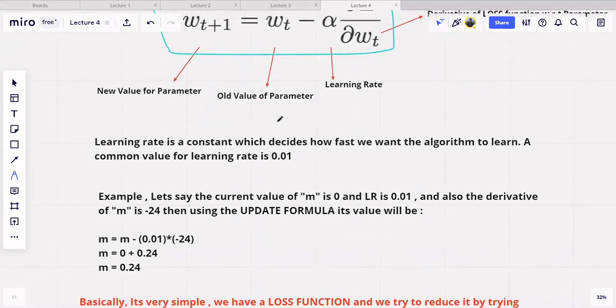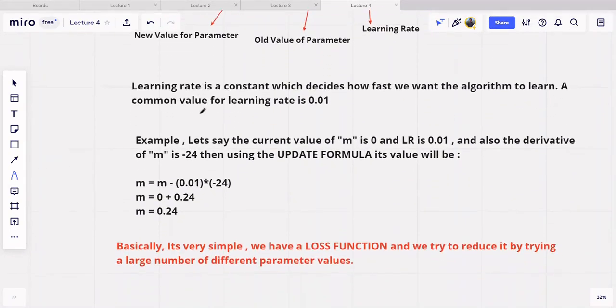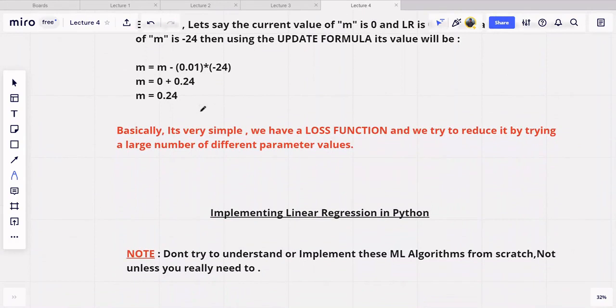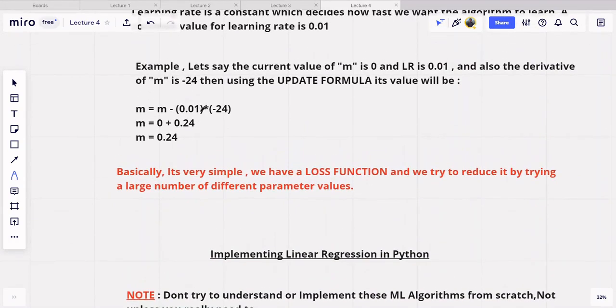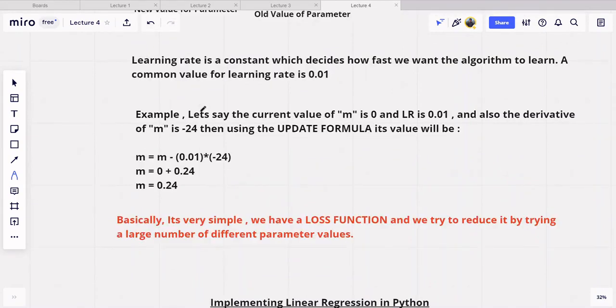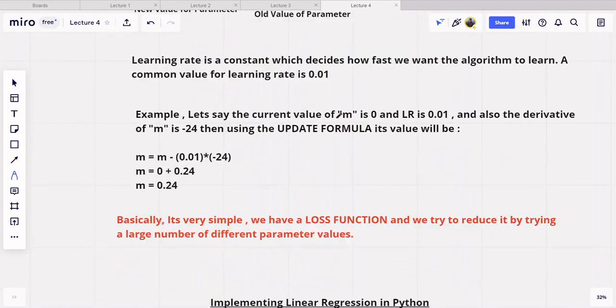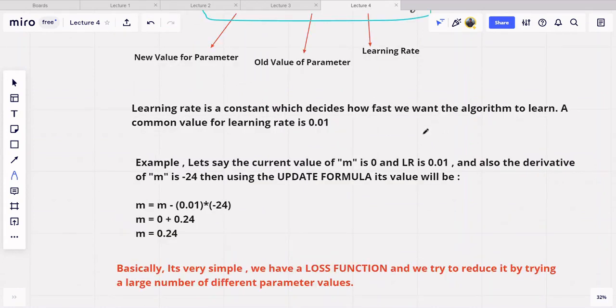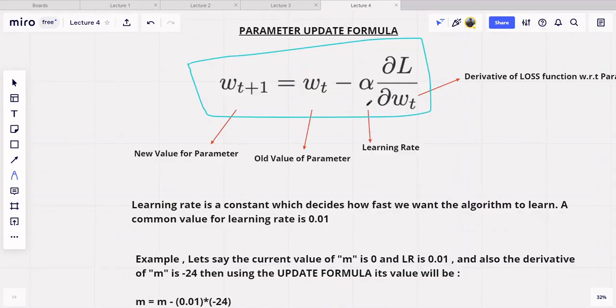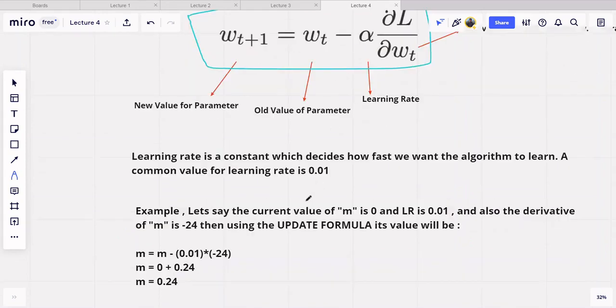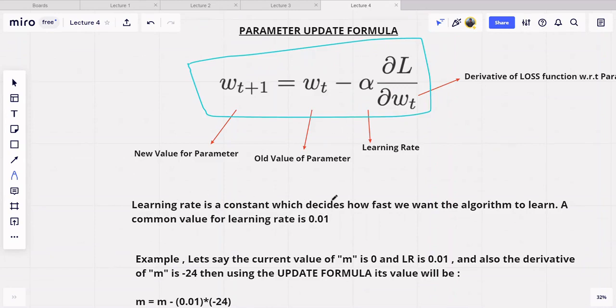Let me give you an example of how the value of our parameter will change, okay. So now let's say that our current value of m is 0, okay, and our learning rate is 0.01. Also, the most common value for this alpha is 0.01, okay. This learning rate basically defines how fast our algorithm will learn, okay. So basically the most common value is 0.01.